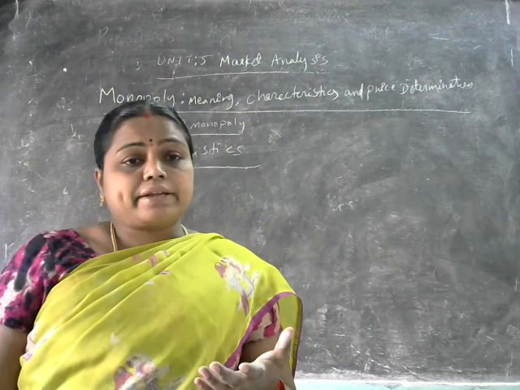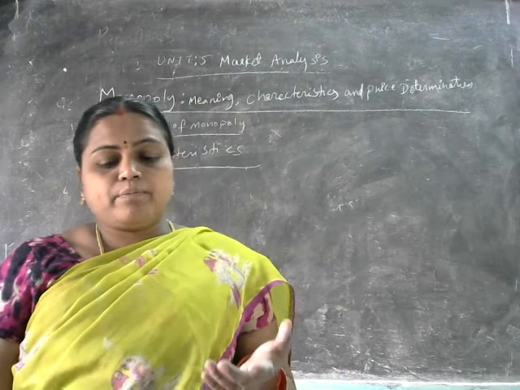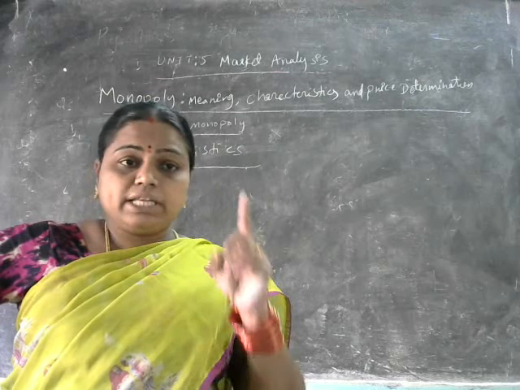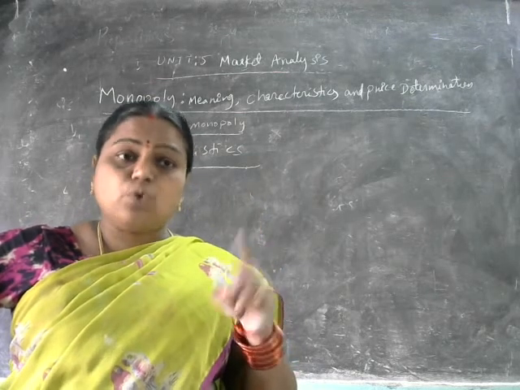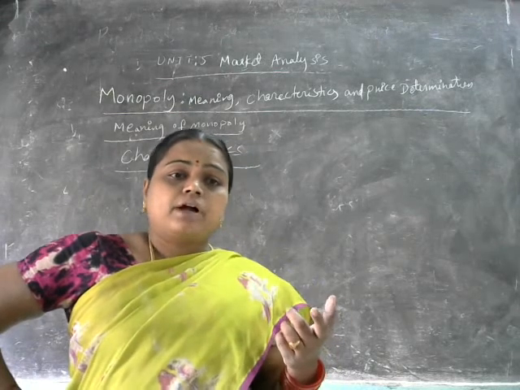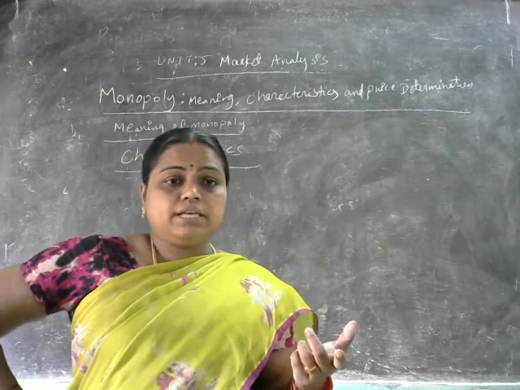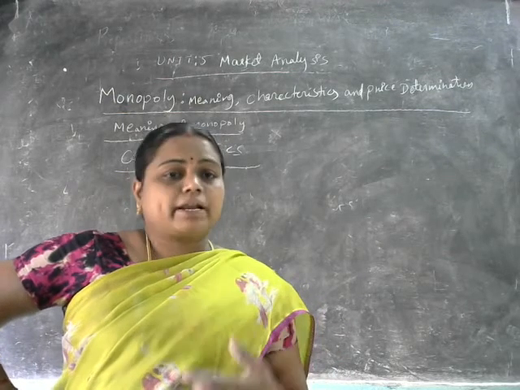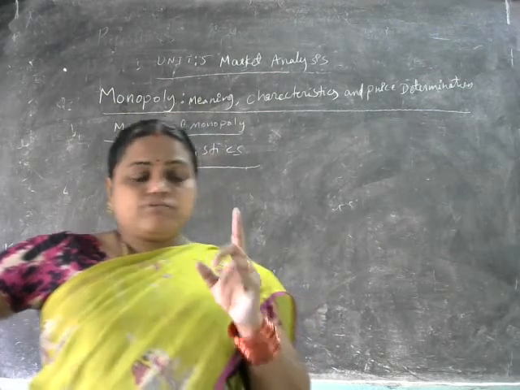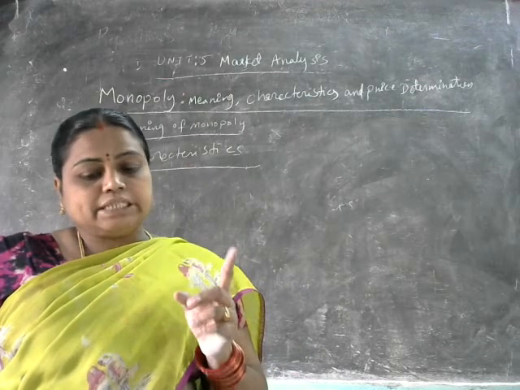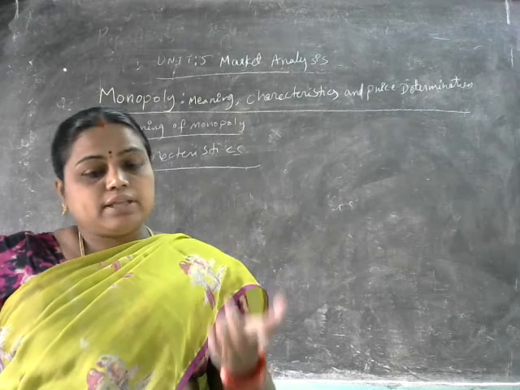So what is the main characteristic we can find here? A single firm produces the good in the market. Only a single firm is going to be producing the goods in the market. So that is the first and foremost characteristic here. A single firm produces the goods in the market.